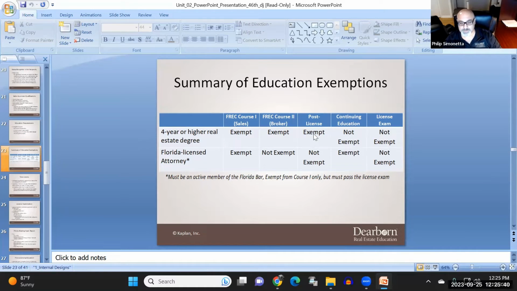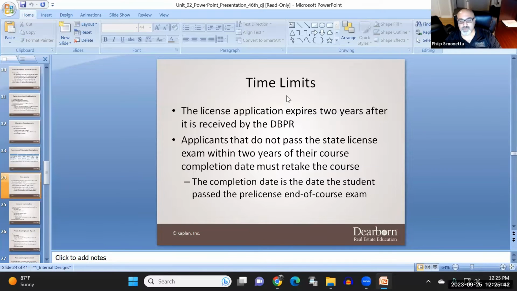So let's look at time limits. The license application expires 2 years after it was received by the DBPR. So you guys applied to the DBPR. Whatever date is on that, you have 2 years from the date of the application to take the test and pass it. Not the date of the course. So your completion date on this course will be October. It goes by the date you applied, not the date on the course.